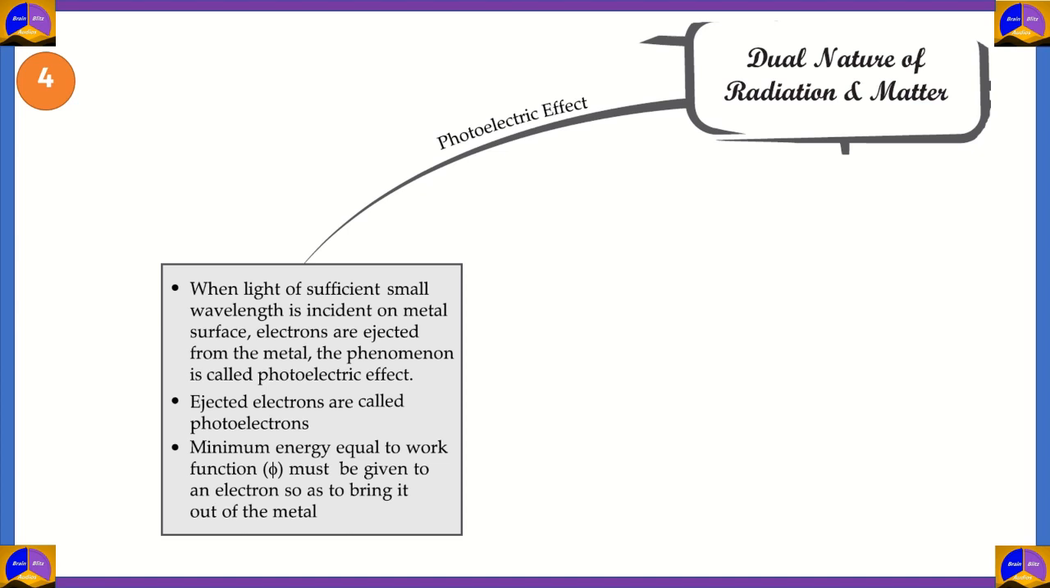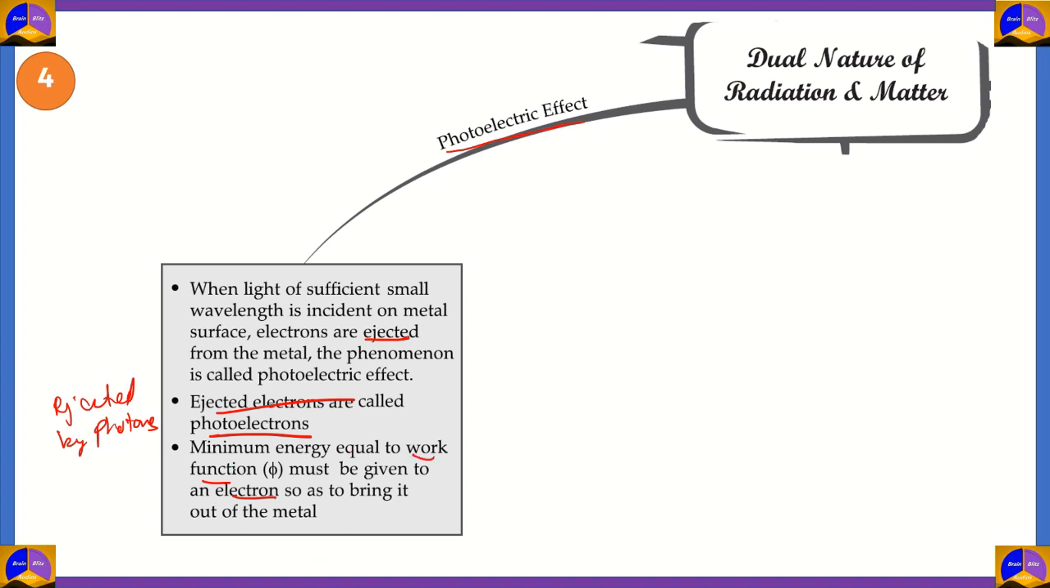Now, emission is basically removal of an electron from the metal surface. So when light of sufficiently small wavelength is incident on a metal surface, electrons are ejected from the metal, and the phenomenon is what we call the photoelectric effect. Since the electrons are ejected by photons, we call the ejected electrons photoelectrons. The photoelectric effect requires a minimum energy equal to the work function so that the electron can be removed from the metal.